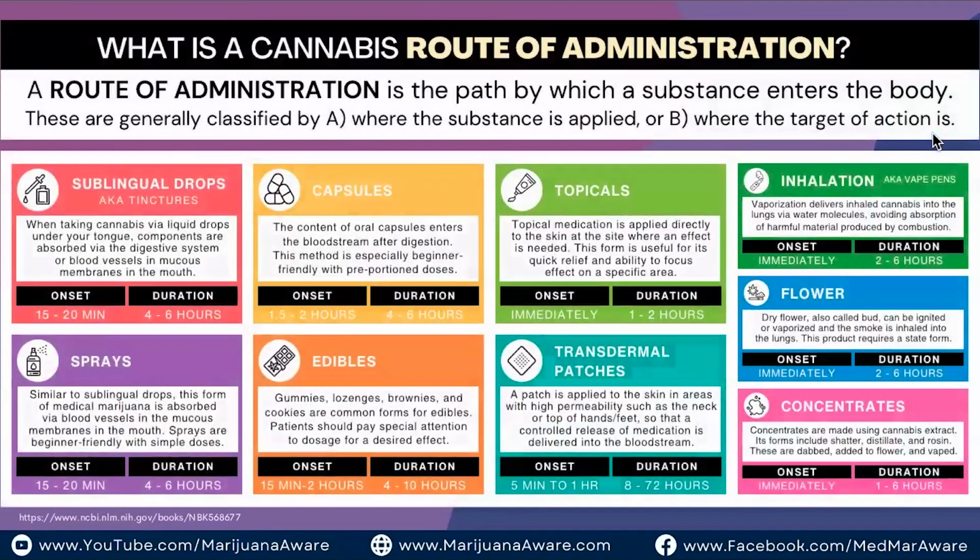Let's talk a little bit about the routes of administration. This is really key because the onset and the duration time are important, especially if you want to, for example, fall asleep and stay asleep all night, or if you just want to address pain right now and get rid of it. Tell me a little bit about these.